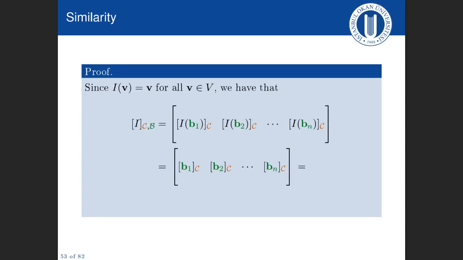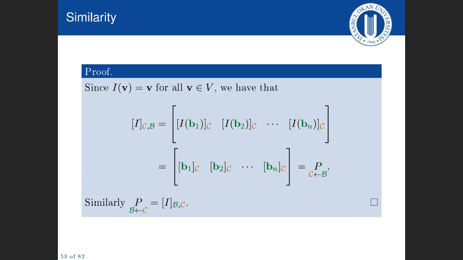We get the matrix where the first column is the coordinates of B1 with respect to C, second column is the coordinates of B2 with respect to C, etc. But that is exactly P from B to C. I've proved the first formula, and then I'm just going to say we could prove the second formula in exactly the same way.